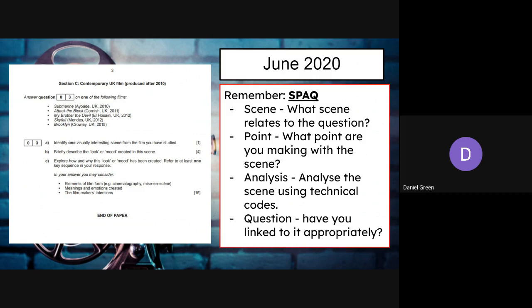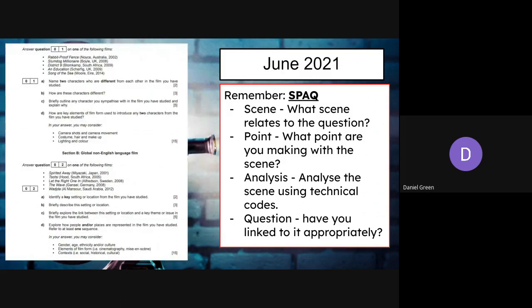And that would have been the filmmaker's intentions, the idea of creating a scene that shows Bond to be both captured but also in control. And it says there, meanings and emotions created. The scene itself, what emotions do you get from it? Do you get the fact that he's intimidating? Do you get the fact that Bond is able to control the situation and be quite smooth even though he is captured? Again, stick to SPAC, scene, point, analysis question.